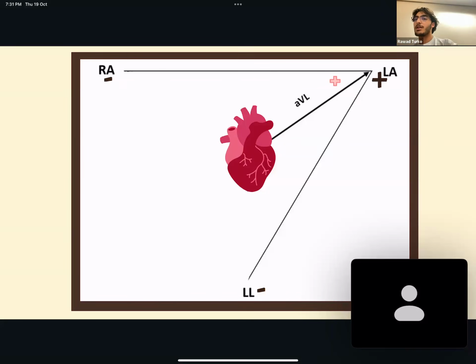I really hope that you guys are still with me. So do we look at the heart from the positive side, like from where the arrow is meeting at the resultant vector, or do we see it from the heart side?